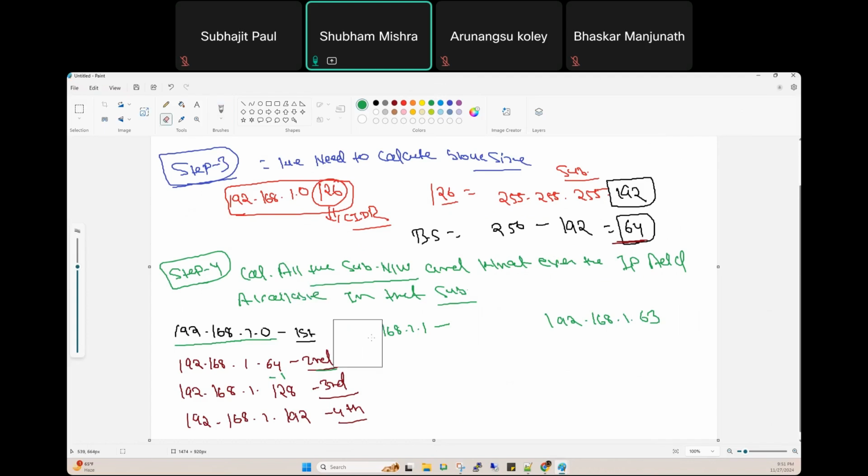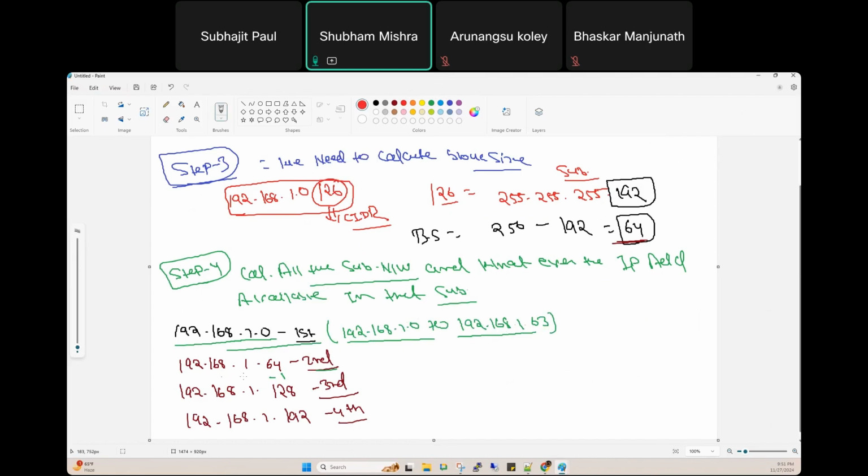don't think like this. Think like this. What is the range of this subnet? 192.168.1.0 to 192.168.1.63. Agree? Everyone, tell me, guys. Right? Yeah. That is the range for this network. Yes or no? Agree? Yeah.